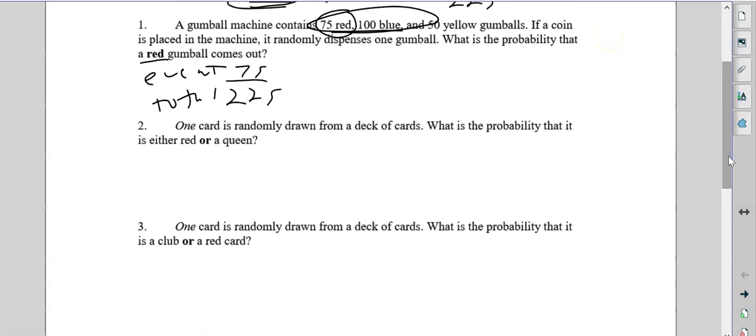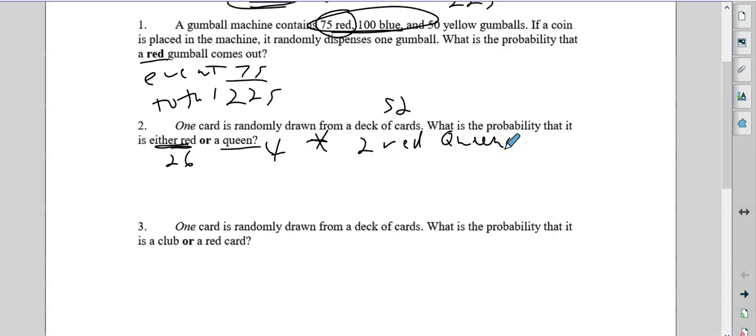All right, one card is randomly drawn from a deck of cards. Remember, there's 52 cards in a deck. What is the probability it'll be either red or a queen? Okay, well, how many red cards are there? There are 26 red cards, hearts and diamonds. Queens, there are 4. But you've got to think about, there are 2 red queens.